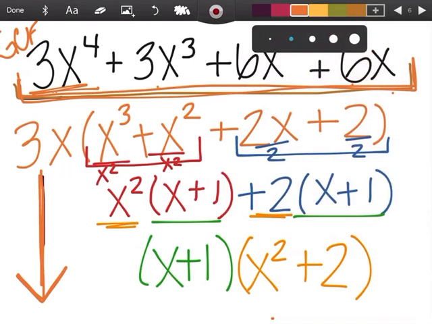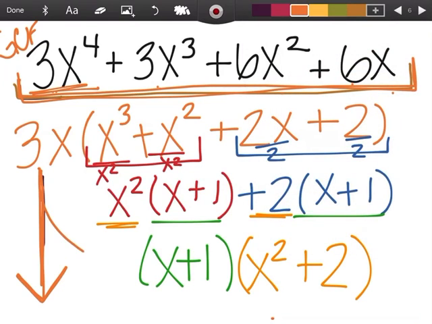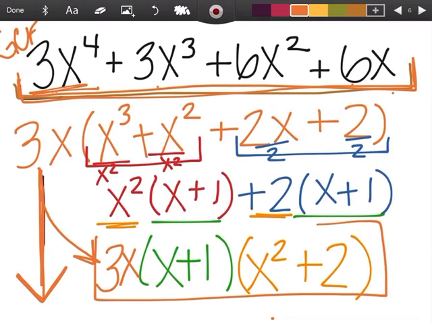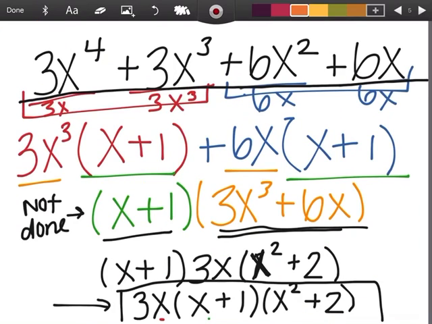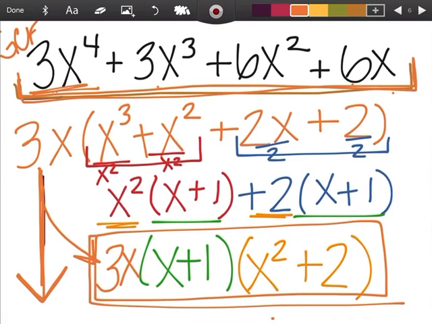And what I don't want to forget to do is take this 3x, the arrow should have looked like this. Make sure that my 3x is in front of the final answer. And so what you will hopefully notice is that we do the problem two different ways, but we get the same answer: 3x times x plus 1 times x squared plus 2.